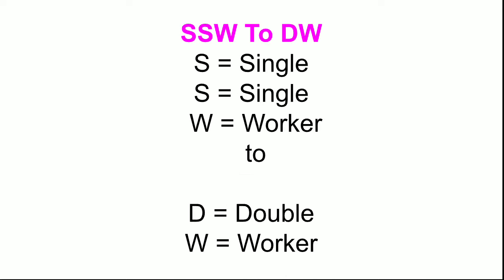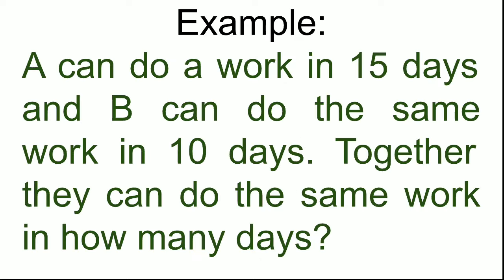SW to DW. Here S means single, W means worker; D for double, W for worker. Single worker to double worker. Example: A can do a work in 15 days and B can do the same work in 10 days. Together they can do the same work in how many days?